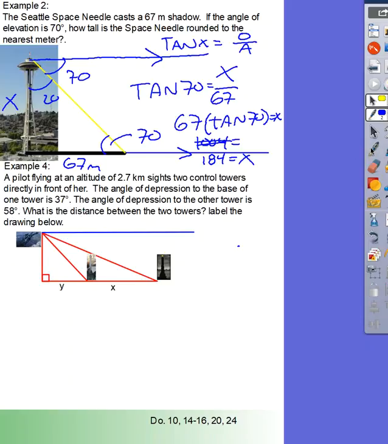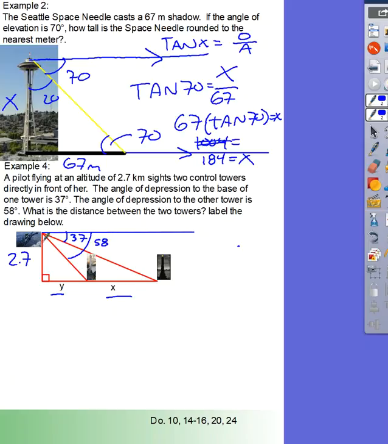So we have a pilot flying at an altitude, they're 2.7 kilometers above the ground, right? And we're trying to find x and y. And it tells us that the angle of depression for Tower 1 is 37, right? And then the angle of depression for the other tower is 58.